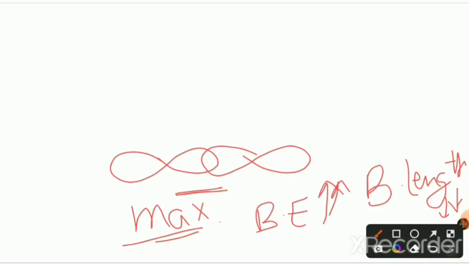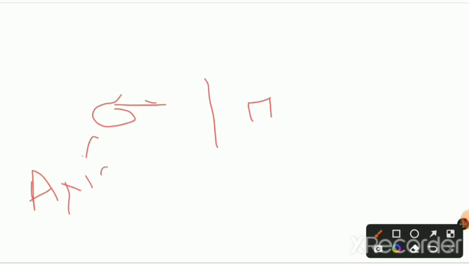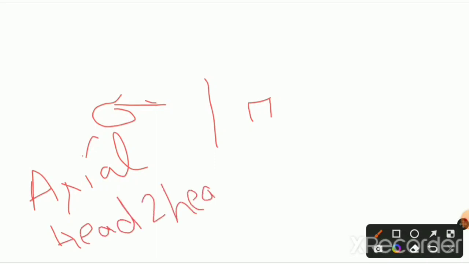So valence bond theory explains the sigma and also the pi bond. Sigma bond means there is axial overlapping. Axial overlapping means head-to-head overlapping. Head-to-head overlapping means in this way.